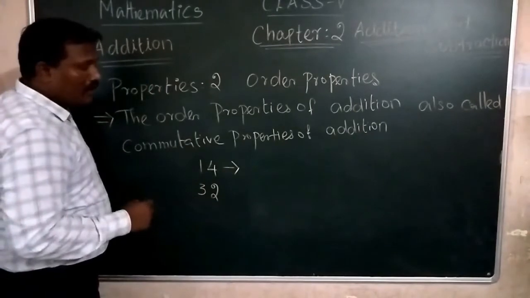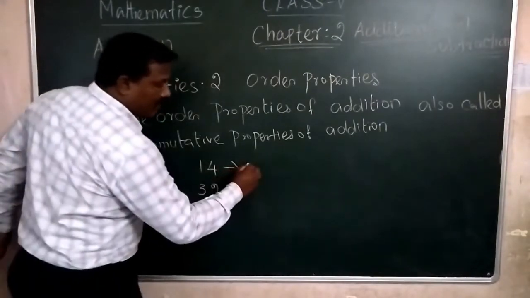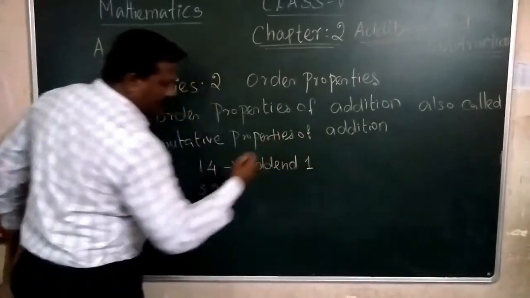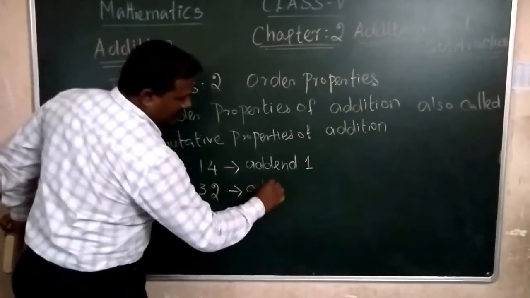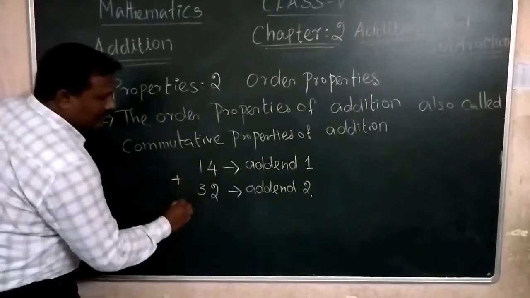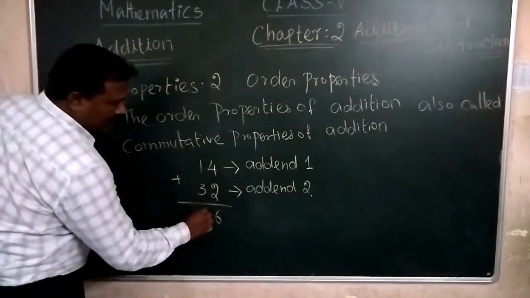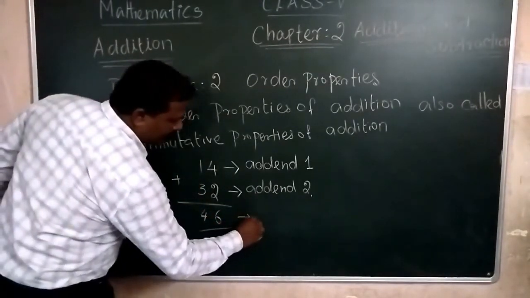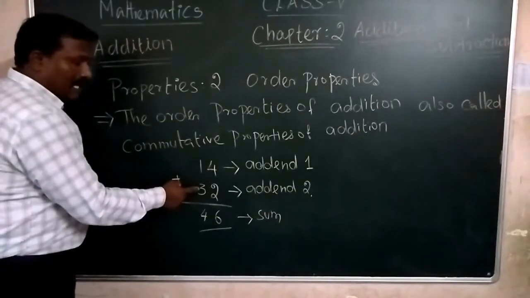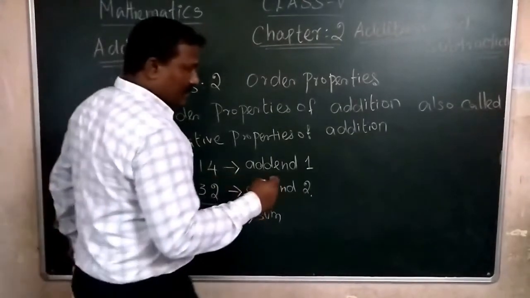Whenever you do an addition sum for practice, you always write addend 1, addend 2, like this. Now I am going to add these two numbers. So 4 plus 2 is 6, 1 plus 3 is 4. So the sum is 46. If I change the order, putting addend 2 in the first place and addend 1 in the second place, the result does not change.